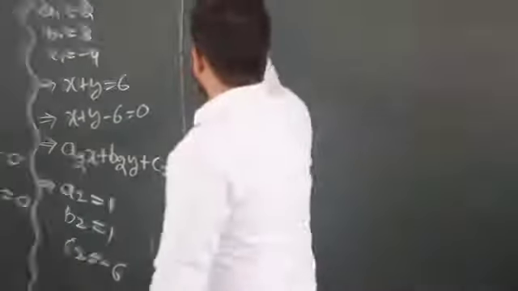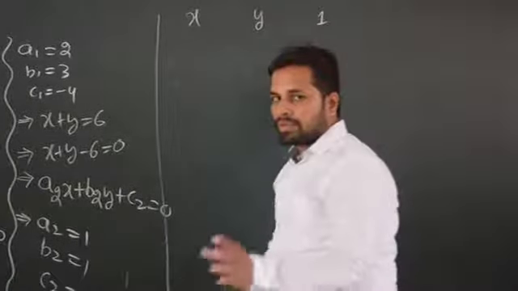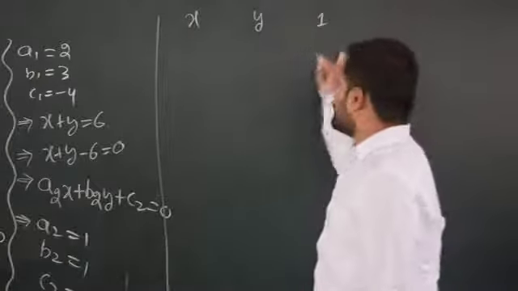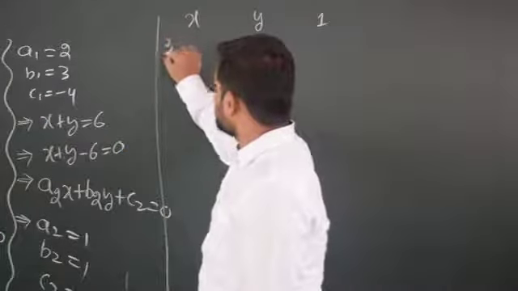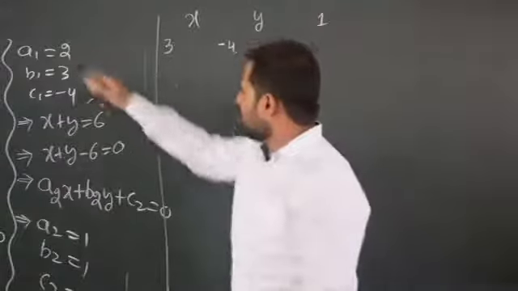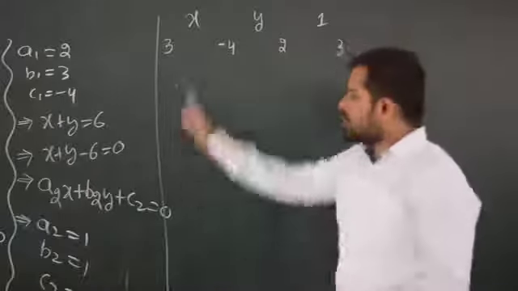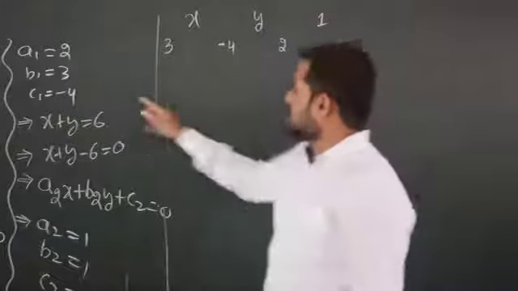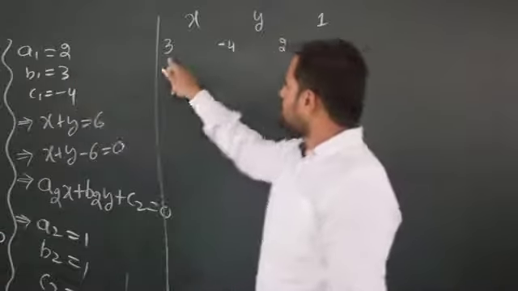Then after that what will I do? I will write x here, then I will write y here, then I will write 1 here. Now tell me what should I write? Here it is B1, C1, A1, B1. I told you already. What is the value of B1? B1 is 3. What is the value of C1? Minus 4. Then A1 is 2. Next B1 is 3. So that is 3, minus 4, 2, 3.